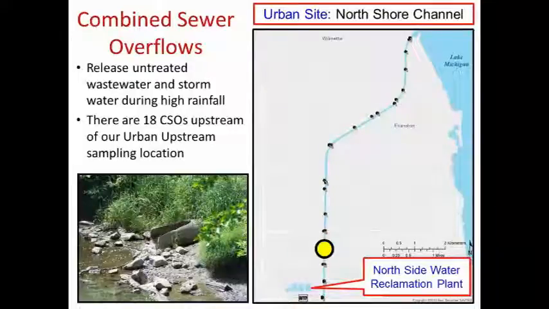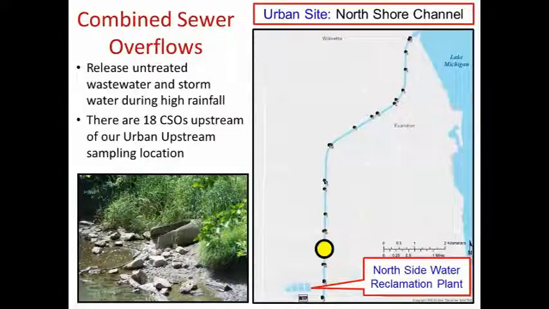Everybody knows where the treatment plants are. You can see the pipes, you can see the plants. But these CSOs are not that easy to know about. We actually had to do a Freedom of Information Act request to get this information from the city of Chicago and to build this map to figure out where all the CSOs are.